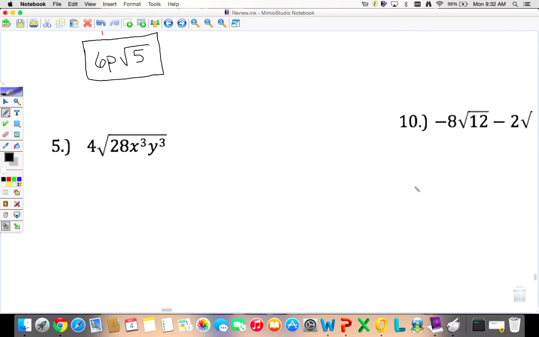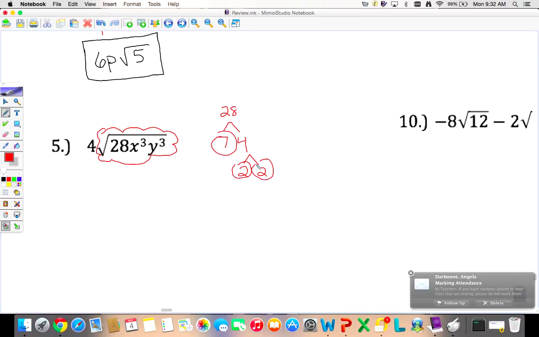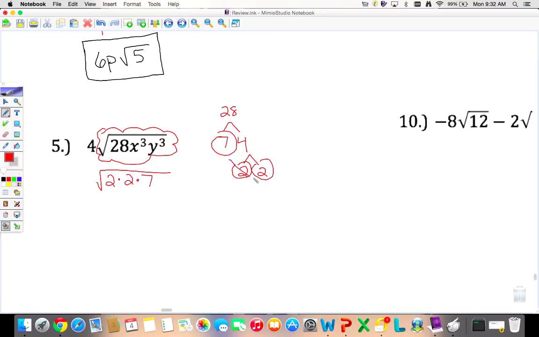Alright, number 5, we have 4 square roots of 28x cubed y cubed. So first we're going to focus on the square root part, starting with 28. So for 28, we can do 7 and 4. 4 is 2 and 2. So we have 7, 2, and 2. Okay, and so I have the square root of 2 times 2 times 7. So all my prime numbers are done.